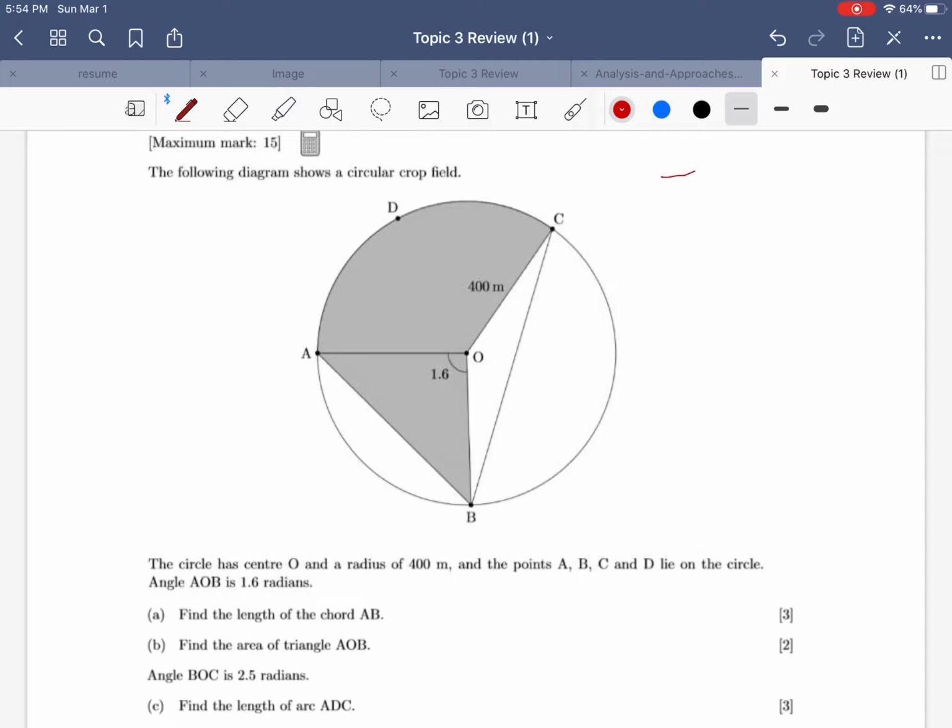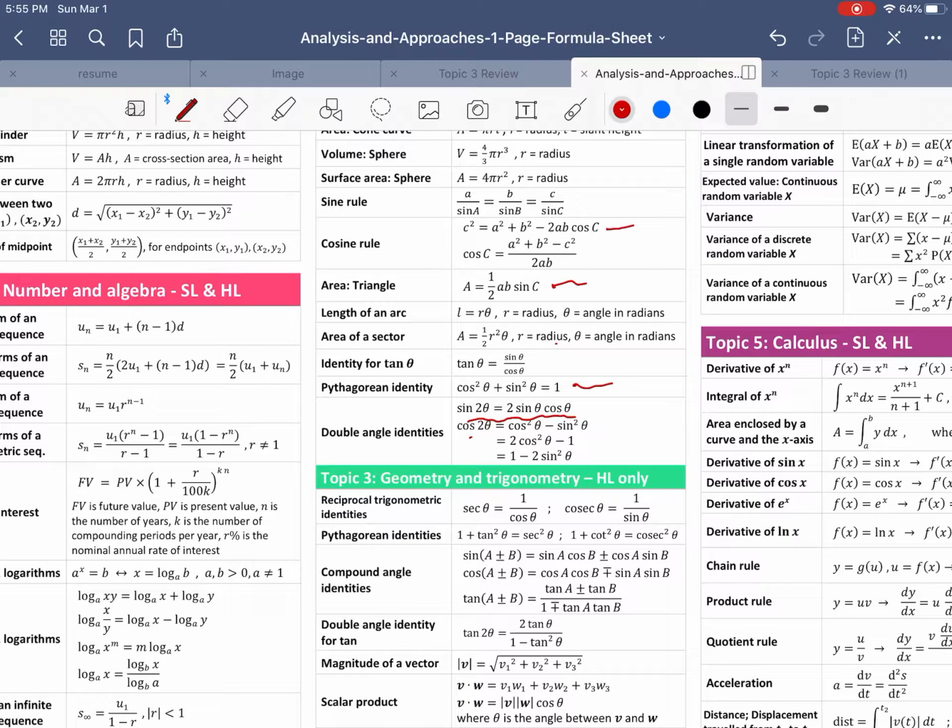Well, if I redraw this triangle, I know that any point from the center to the edge of the circle is a radius, so both of these are 400. And we know that this angle is 1.6, so finding the length of this chord is simple because we have two sides and an angle in between. And as you can remember, that is going to be the law of cosines. So we're using the law of cosines.